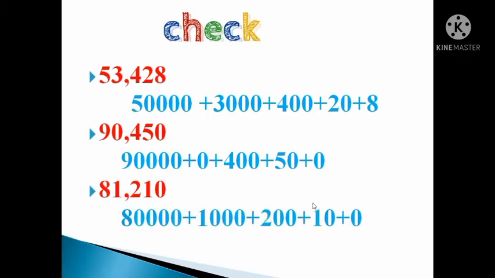81,210. How will you write? 81,000. So 80,000 plus 1,000. 81,210 will be expanded in the form of 80,000 plus 1,000 plus 200 plus 10. There is no number in ones place. Ones place we have 0. So we have to write it as 0.